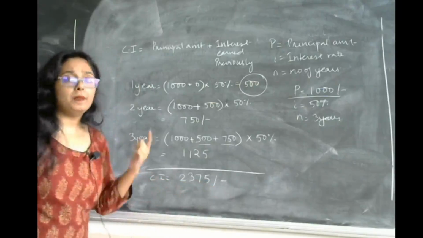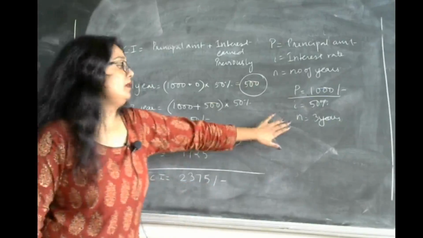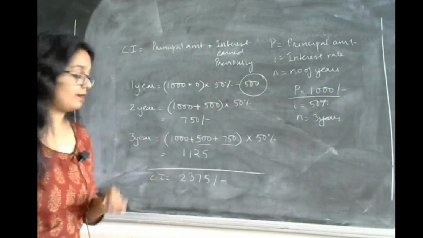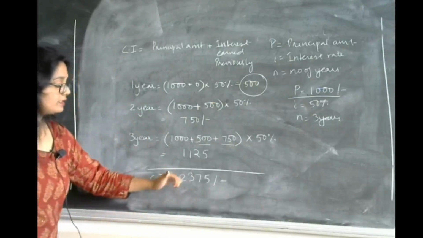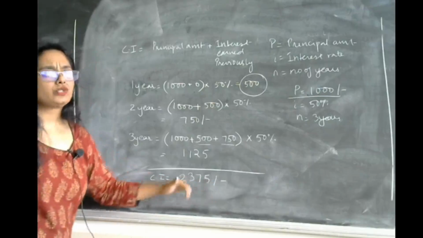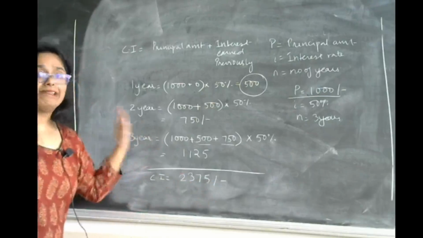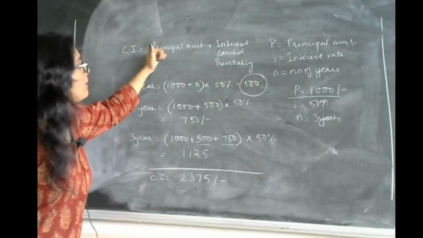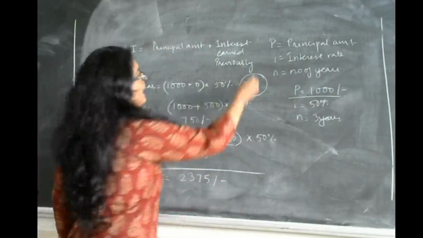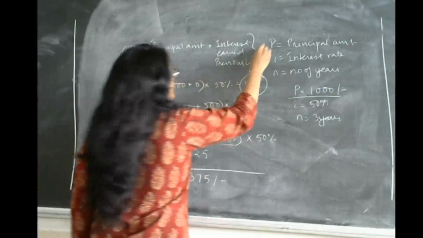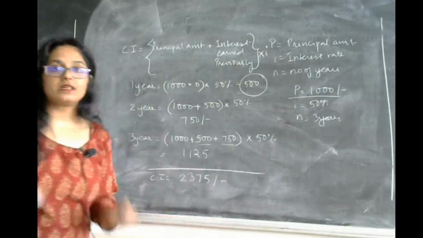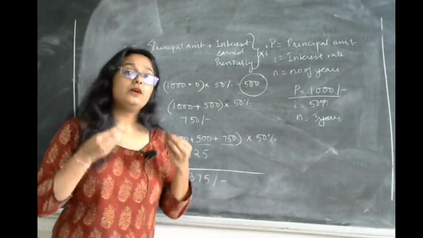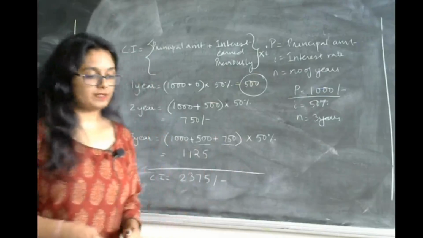Now if you remember, using simple interest for the same problem, we got simple interest as 1500, but over here we are getting the compound interest as 2375. So it is very obvious that the compound interest will be greater than the simple interest, because in compound interest we are taking the principal amount plus the interest earned previously, and then we are multiplying it with the interest rate. Clear? Now let us move on to understand the formulae of compound interest.